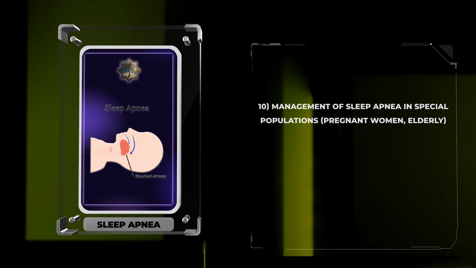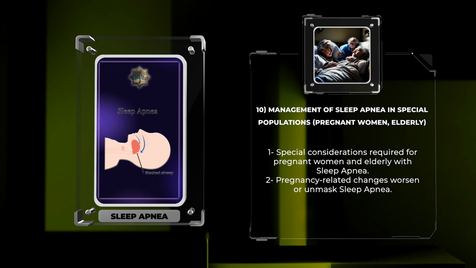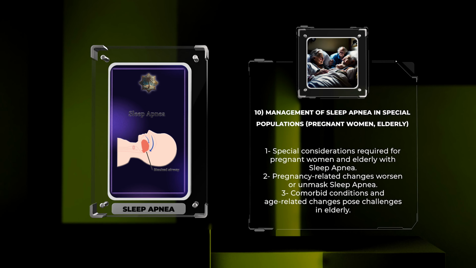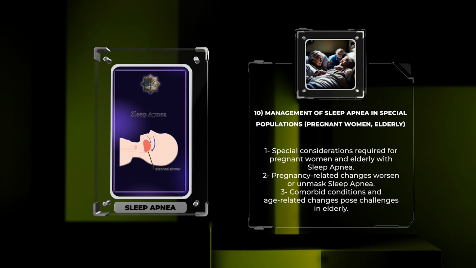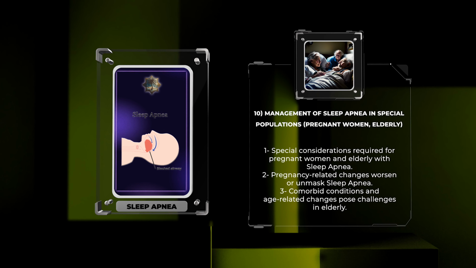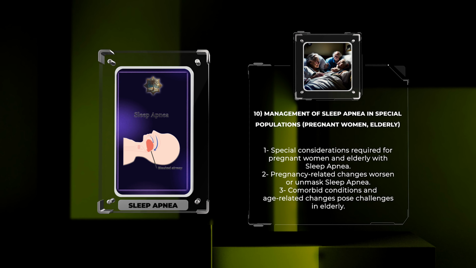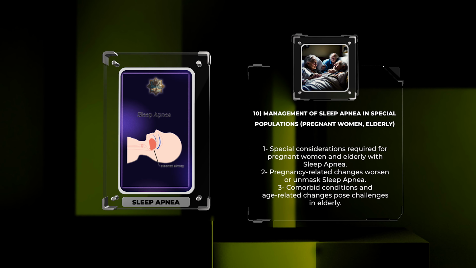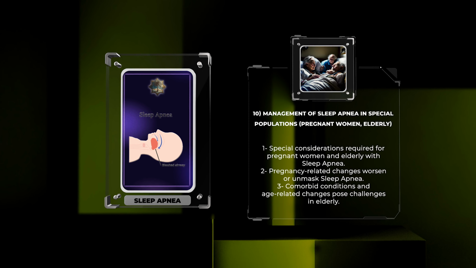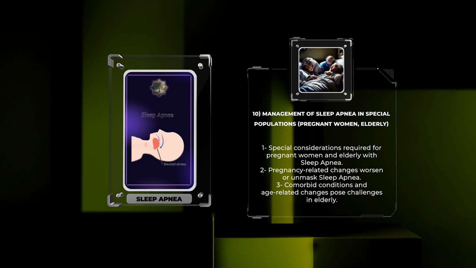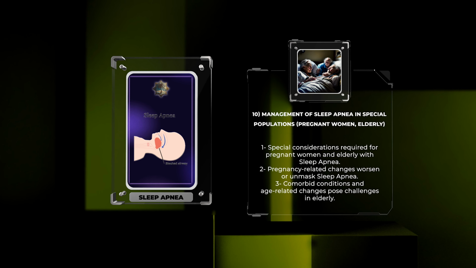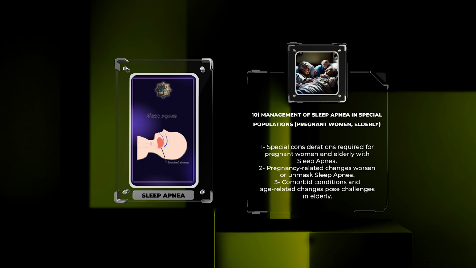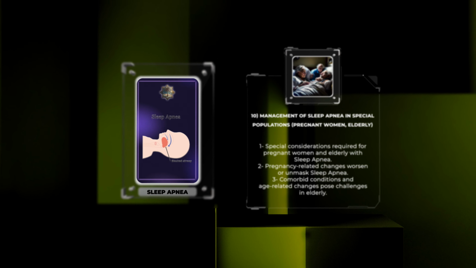Managing sleep apnea in special populations, such as pregnant women and the elderly, requires unique considerations. Pregnancy-related physiological changes, including weight gain and increased upper airway edema, can worsen or unmask sleep apnea. In the elderly, comorbid conditions and age-related changes in sleep architecture pose challenges in diagnosis and management. Tailored approaches, including modifications in therapy and close monitoring, are necessary to ensure the well-being of these special populations.